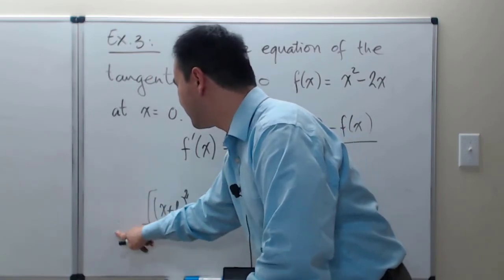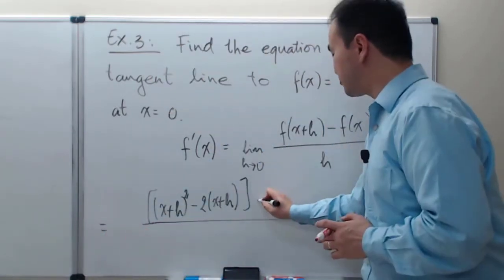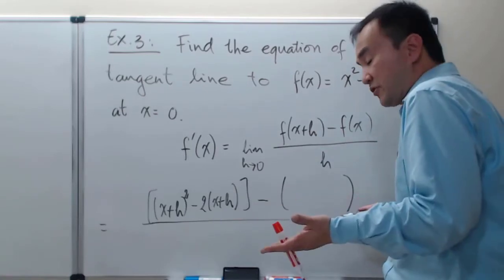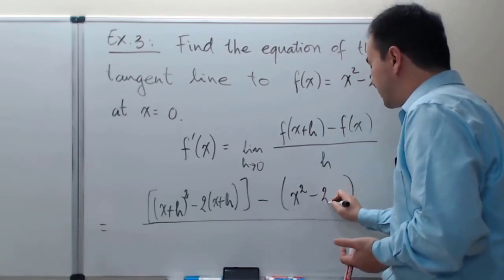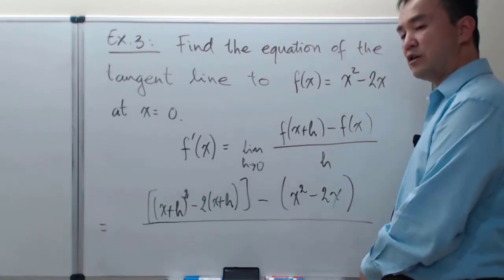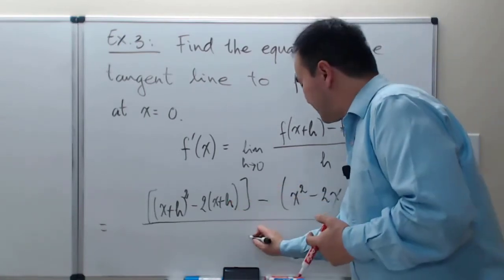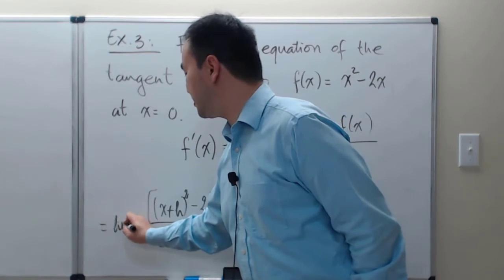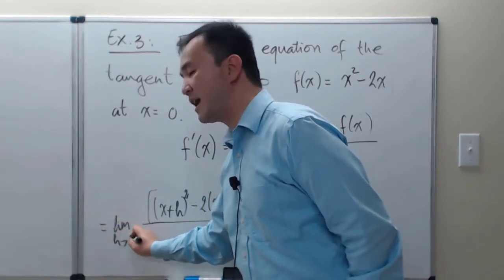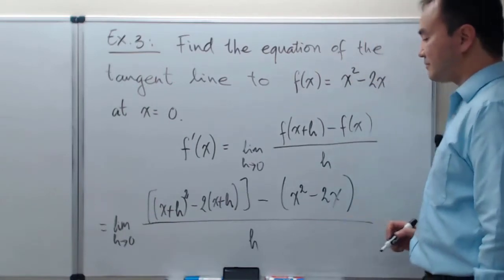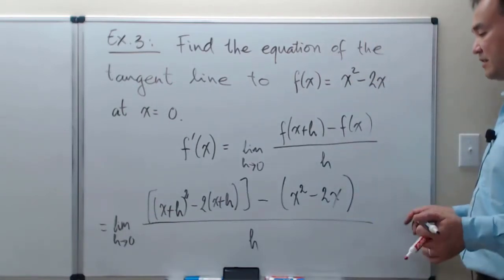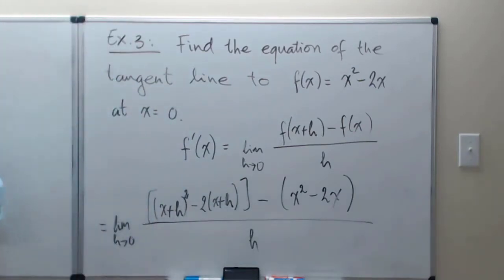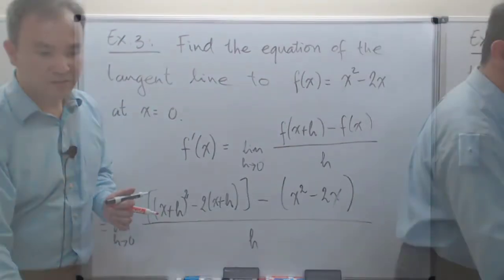And then we need to subtract the actual function itself, the original function: x squared minus 2x, all over h. And ultimately, the problem needs to be a limit problem as we let h go to 0. After a successful setup, we're going to proceed further. So now I'm going to take all that space in my other board for doing the work.